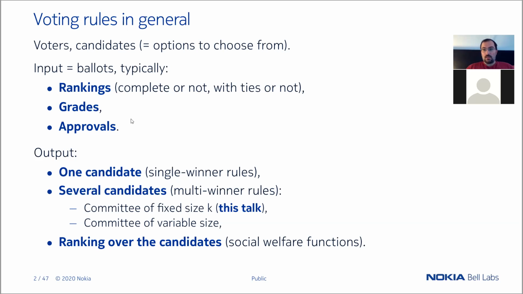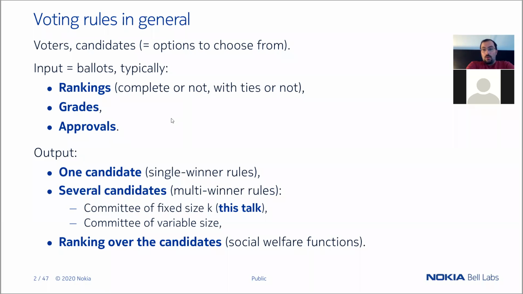When I say approvals, it simply means that for every candidate, I say, okay, I like this candidate, or I dislike this candidate. And the output can be one candidate. In that case, it's called a single winner voting rule. It can be several candidates. In that case, it's a multi-winner voting rule.